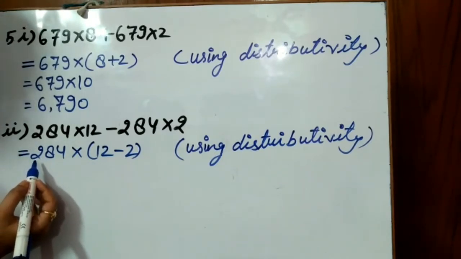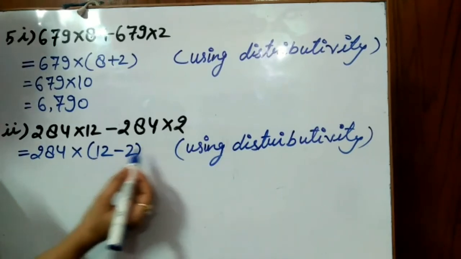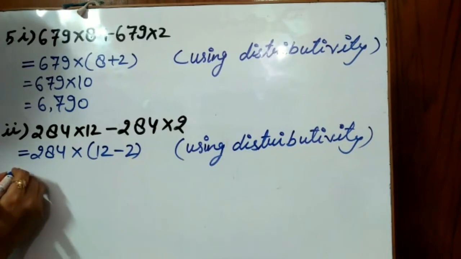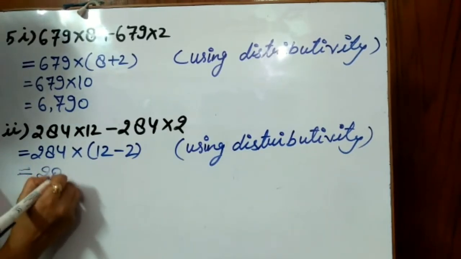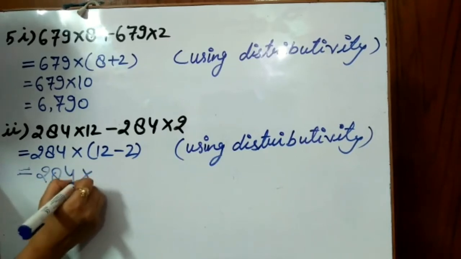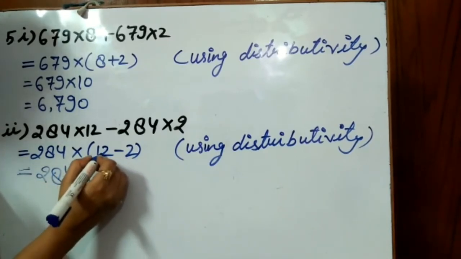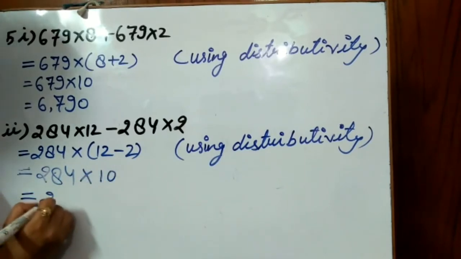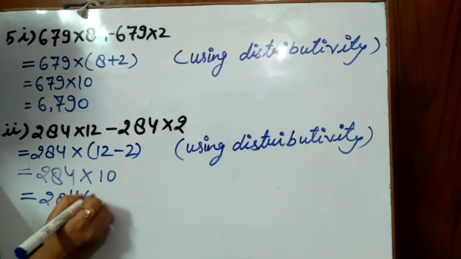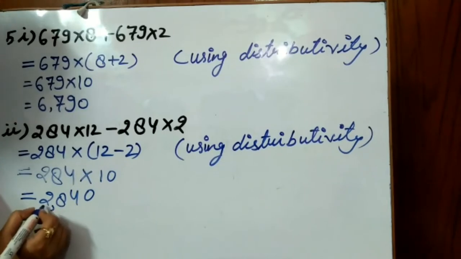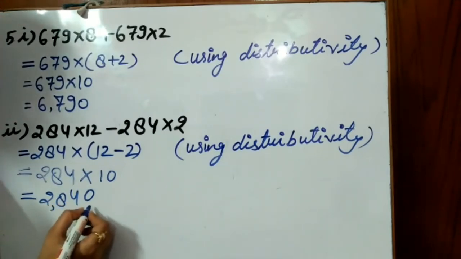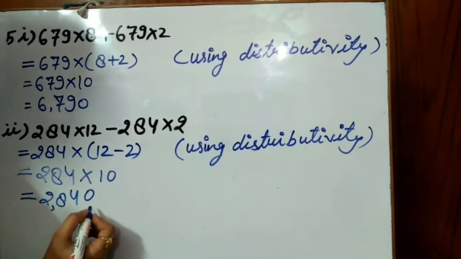Now, in this question also, we are using the law of distributivity. Now, we will write 284 as it is. Then we will solve the bracket. 12 minus 2 is equal to 10. After multiplication of these two numbers, we will get 2840 and it is your answer. Understood?